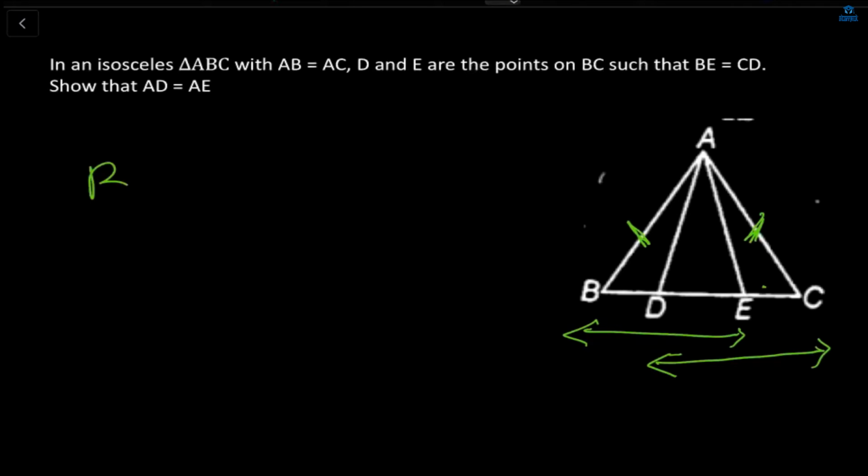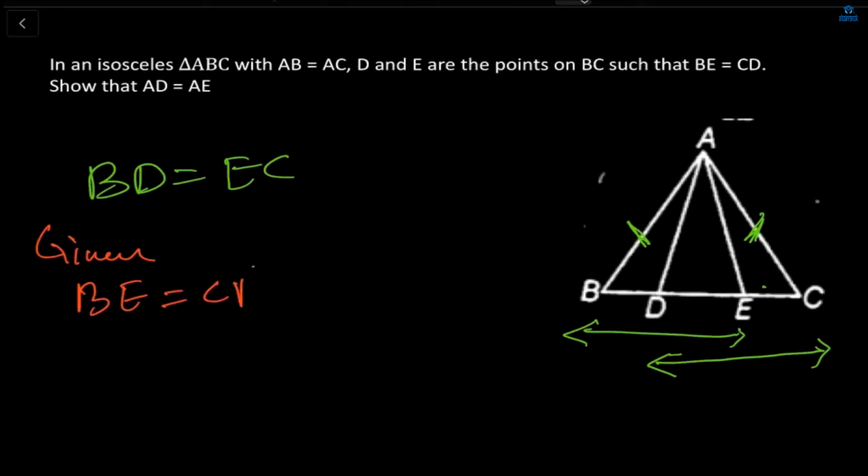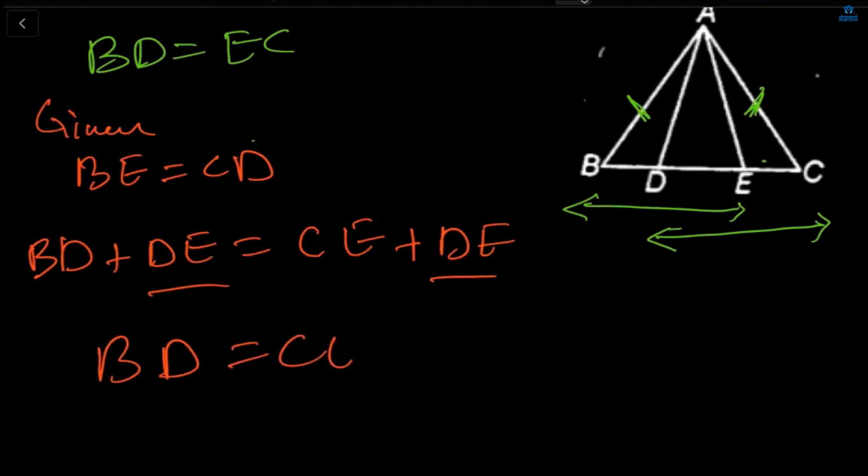Now, we can say that BD is equal to EC. Can we say this or not? Yes, and how can we say that, Advika? Given that BE is equal to CD. Now BE can be written as BD plus DE, and CD can be written as CE plus DE. So if we subtract DE on both sides, we can cancel it. So ultimately we got BD is equal to CE. Everybody got how we can write that BD is equal to CE? Understood, everybody?